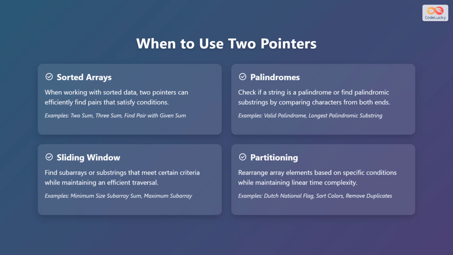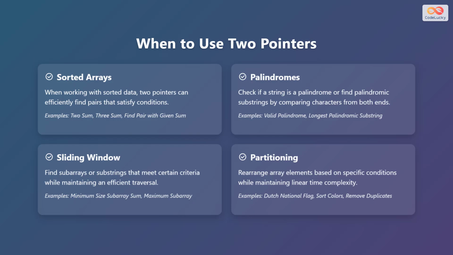Third, for sliding window problems, where you need to find subarrays or substrings that meet specific criteria, the two-pointers technique provides an efficient way to maintain and traverse the window. Common examples include minimum size subarray sum and maximum subarray.